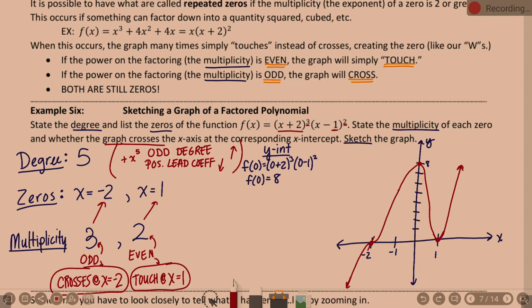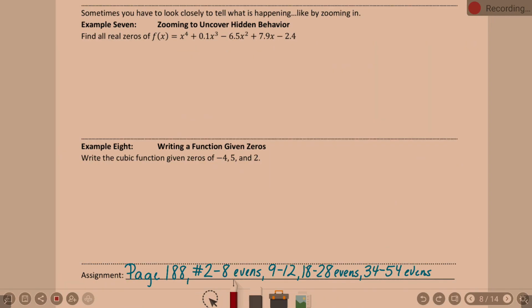But it asks us, it says zooming to uncover hidden behavior, and asks us to find all real zeros. So when it says real, first of all, it says all. And then when it says real, all that's saying is the ones you can see. The opposite of real, or the other part of real, is imaginary. Can you see the imaginary ones? No. Okay? So you're just finding all.